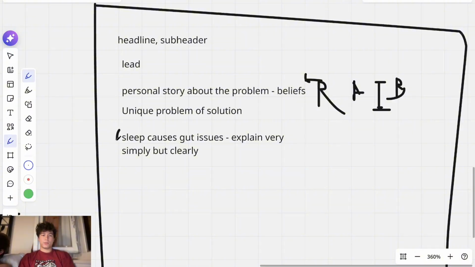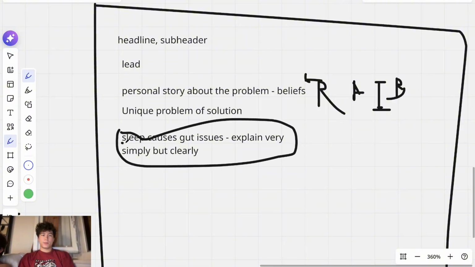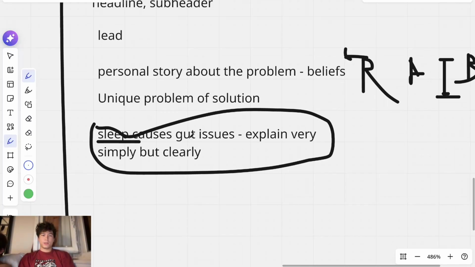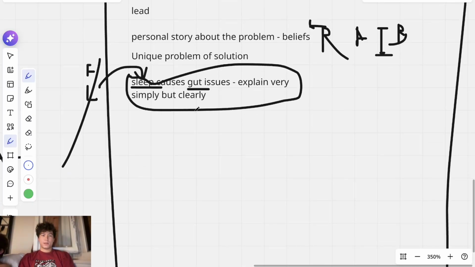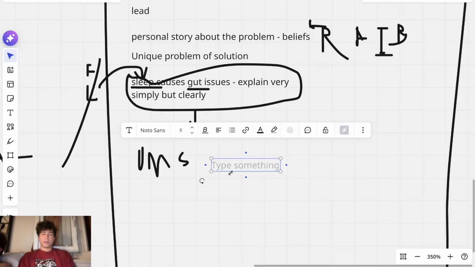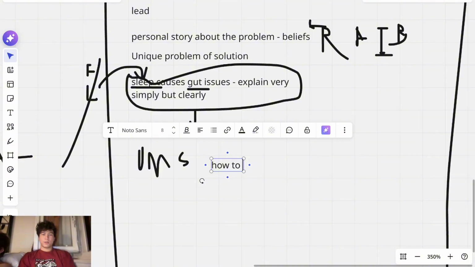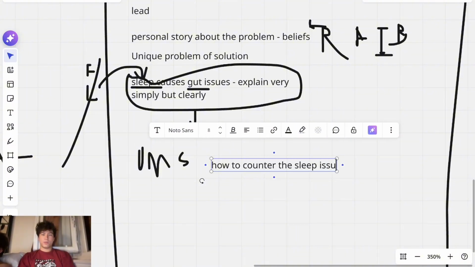This is probably the most important part. Why is the sleep causing their unique issue? And why is it nothing else? Why is it not the food they're eating? Why is it not their lifestyle, their exercise? You need to discount this and show exactly why it's sleep. And then you can transition into the unique mechanism of the solution, and this shows directly how to counter the sleep issue and therefore counter the gut issue.